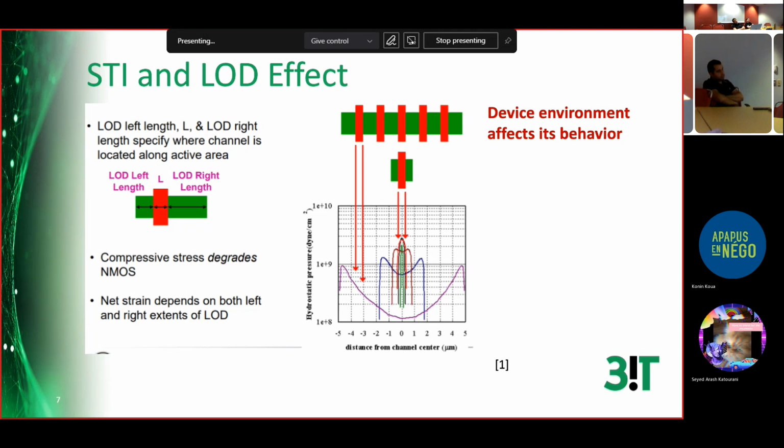So there is more stress on the edge because they are closer to the STI, right? Yeah. But the more you come to the center, the farther you are, the more the stress decreases. The pattern of the stress is that it goes less and less. The farther you are from the edge, the less stress you have.